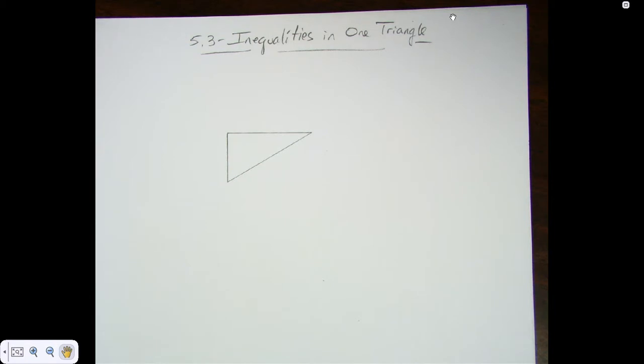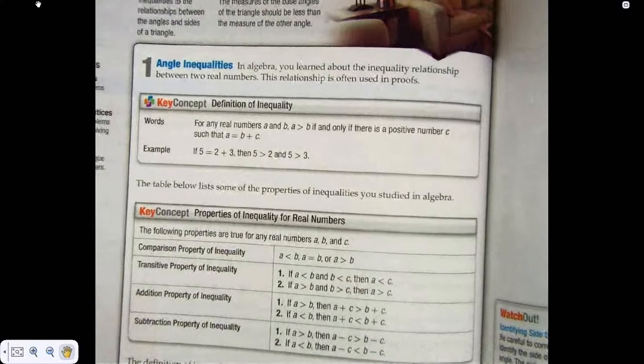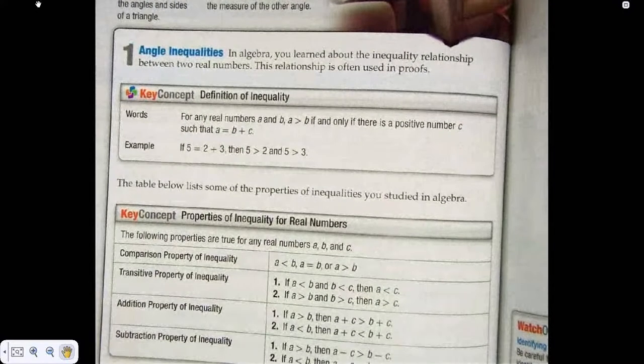Everyone look down here. We're going to look at these. I'm not going to make you write these down. You're welcome. But we are going to talk about the definition of inequality. For any real numbers A and B, A is greater than B if and only if there is a positive number C such that A equals B plus C.